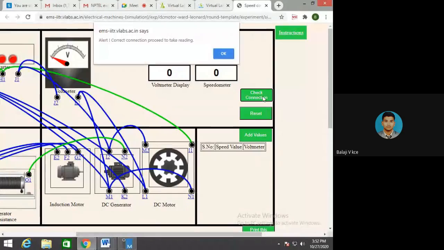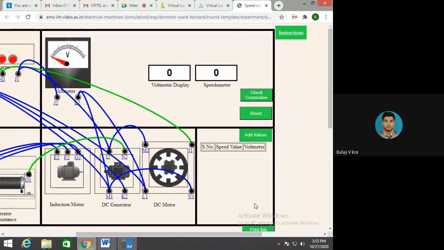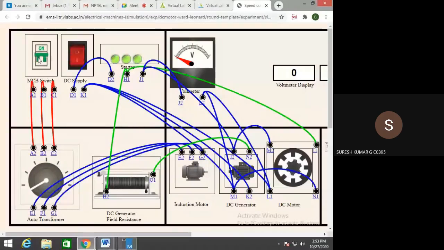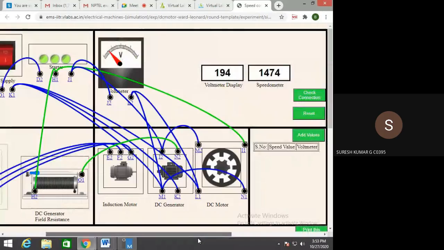The connection is correct. So what we want to do? First we want to turn on the MCB. Then, as in the previous experiment, double tap the auto transformer and we will get the voltmeter reading. And we want to restart. Doing the knob of the restart, we will get the voltmeter and the speed reading.